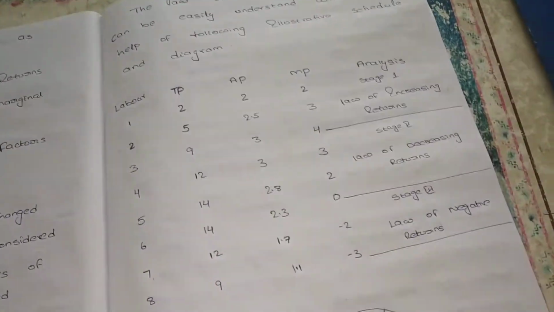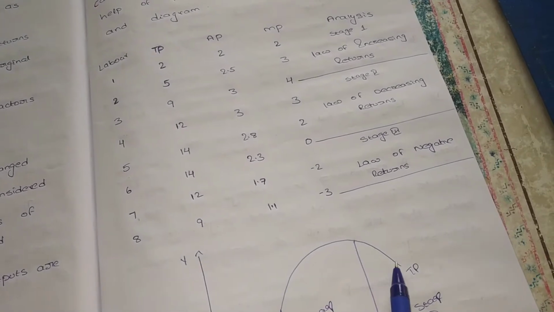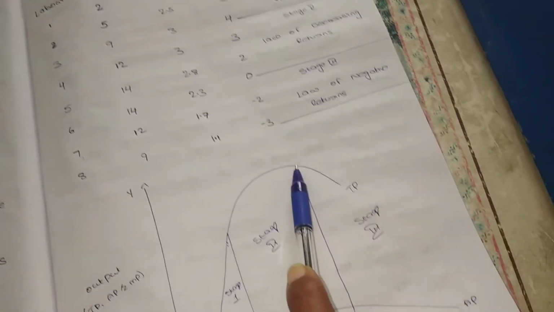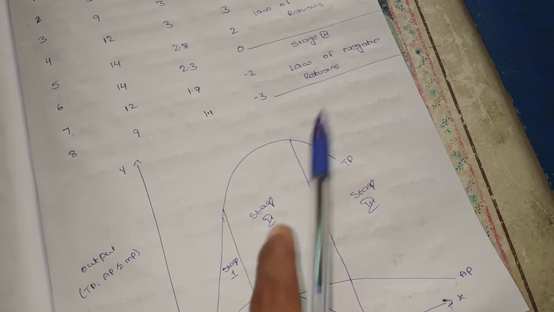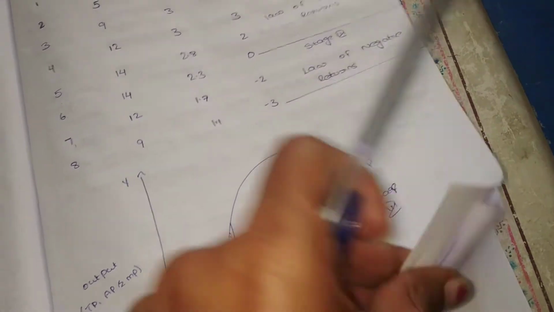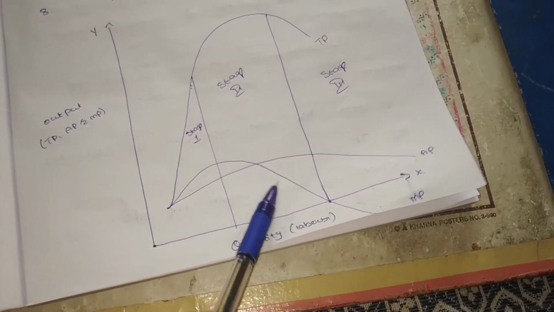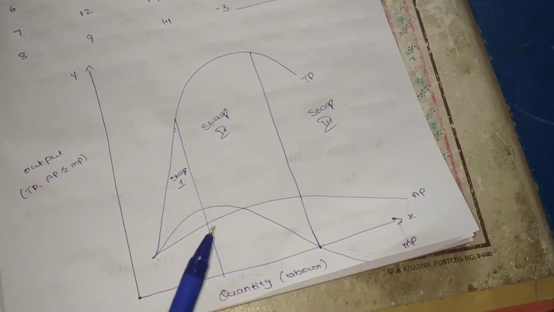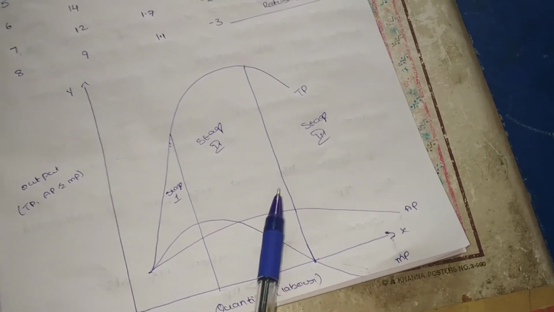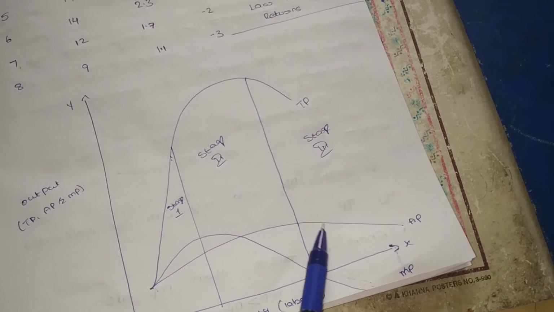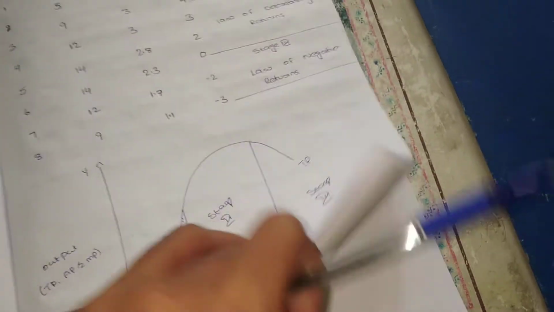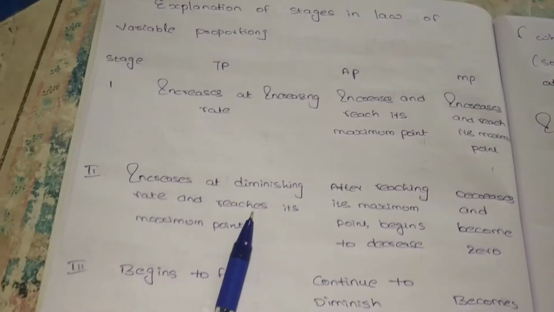In the total product, beginning to fall means it has reached its maximum point and here it starts to fall. Here the total product is declining, and the marginal product continues to diminish. This is the diminishing stage, it continues to diminish, and the marginal product becomes negative. I hope you understand. Let's see here again.